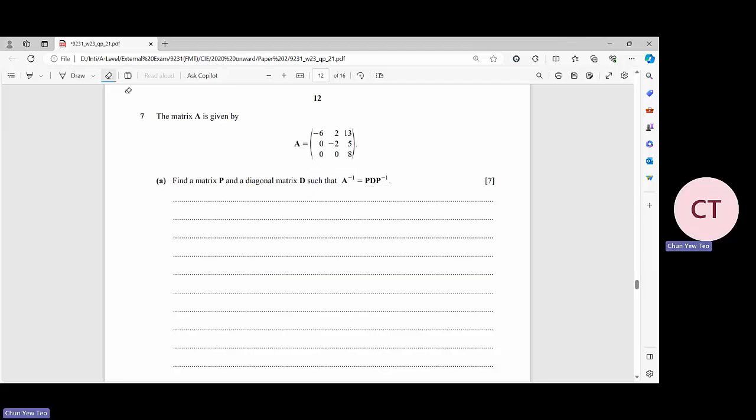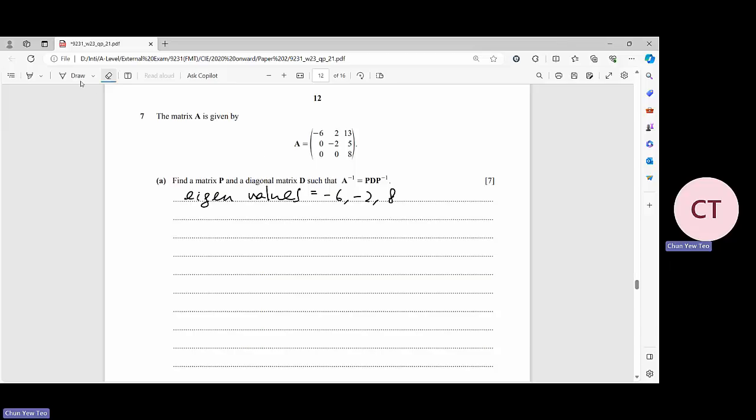So first of all, we find the eigenvalues for the matrix A. You can see that because of the triangular form here, all the lower triangle entries are 0. So you don't need to show how to find the eigenvalues. You can just straight away write that the eigenvalues equal the diagonal elements here: -6, -2, and 8. They are the eigenvalues. You can straight away write it like this.